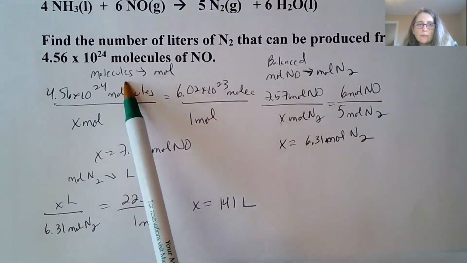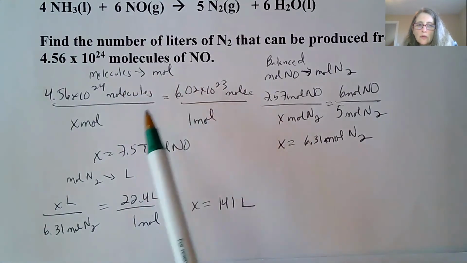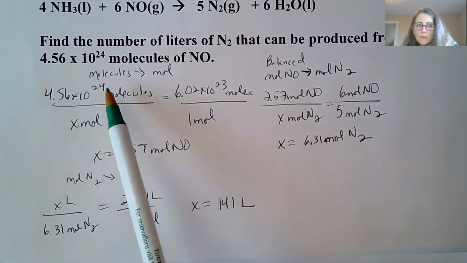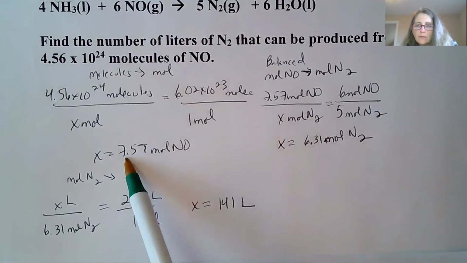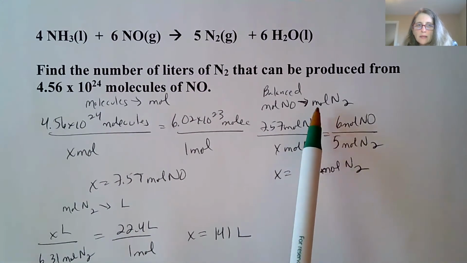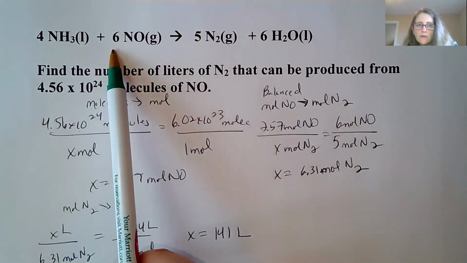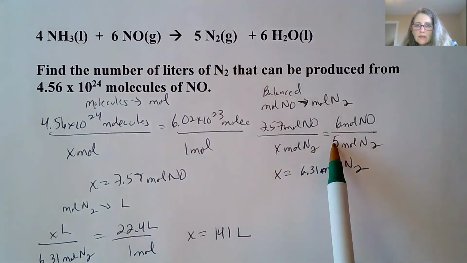So you are starting with particles, molecules. So you're going to be using 6.02 times 10 to the 23rd to get to moles. So again, I'm starting with particles, I got to go to moles. So I get 7.57 moles of NO. Then I use my balanced chemical equation. I have a 6 in front of the NO. I have a 5 in front of the N2. So it's a 6-to-5 relationship.